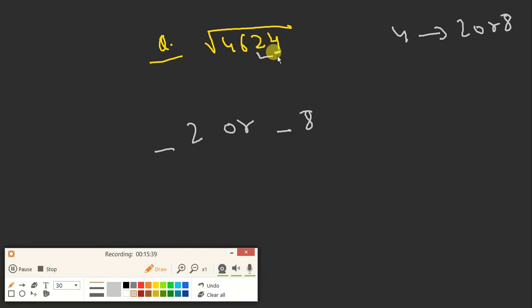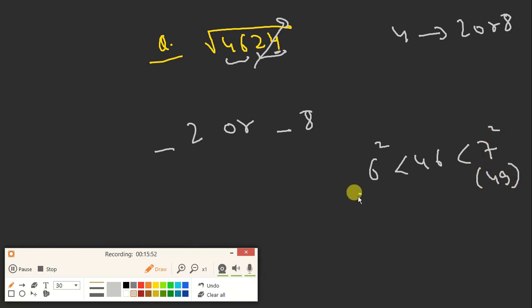Now what you will do, you will make a pair of 2 and you will ignore it. You will focus on 46. So this 46 comes between what? It comes between 6 square 36 and 7 square 49, right? Is it clear? Yes, it is clear.